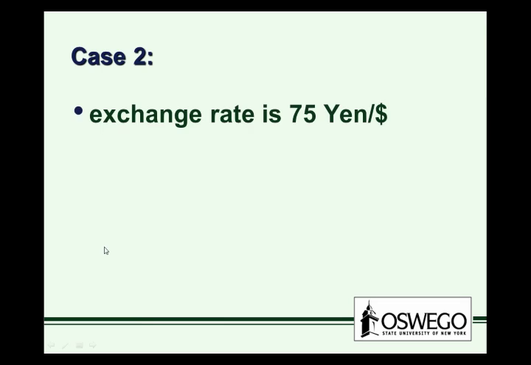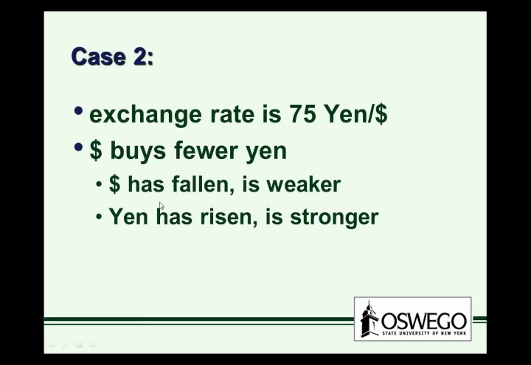So now let's consider a new exchange rate and what the implications are. Suppose the exchange rate moves and it's now 75 yen per dollar. So $1 buys 75 yen. The dollar is buying fewer yen, what does that mean? It means depreciation. The dollar has fallen, the dollar is weaker. Alternatively, when we look at it from the view of the yen, that means the yen has risen and the yen is stronger because it doesn't take as many yen to buy $1.